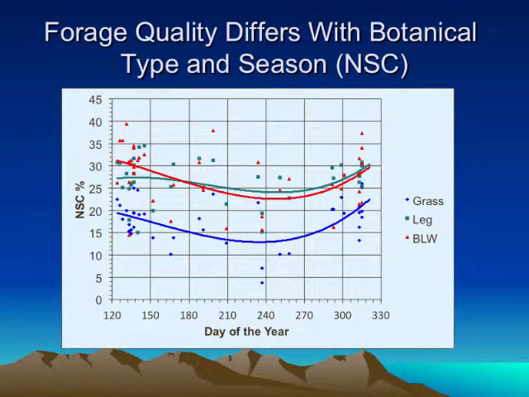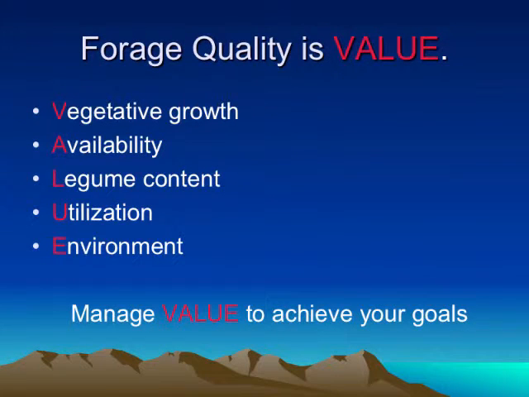Now there's the non-structural carbohydrates. This is the sugars. You can see the grasses are low in sugar. The legumes and the forbs are high in sugar. So just remember, value, vegetative, available, legume, utilize it right in the environment, but do it to achieve your goals. Not every farm is a dairy farm.